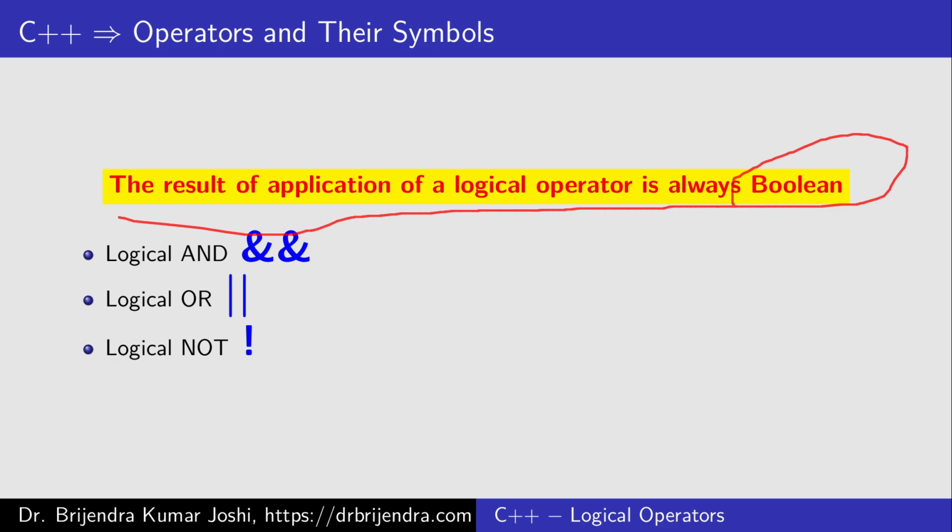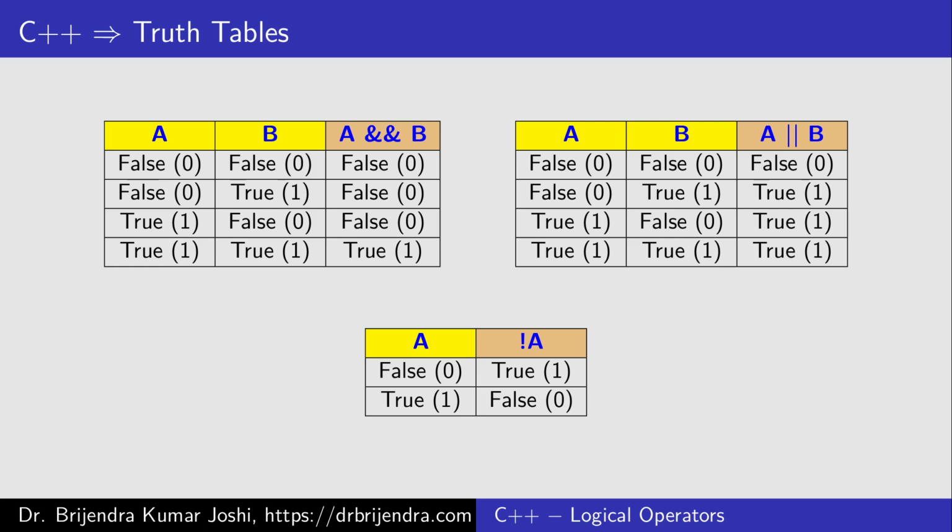There are three logical operators in C++. This is logical AND, this is the symbol, this is logical OR, this is the symbol, and finally this is logical NOT. Okay, let us see their truth tables.